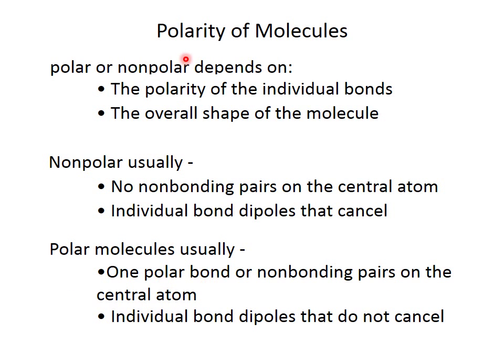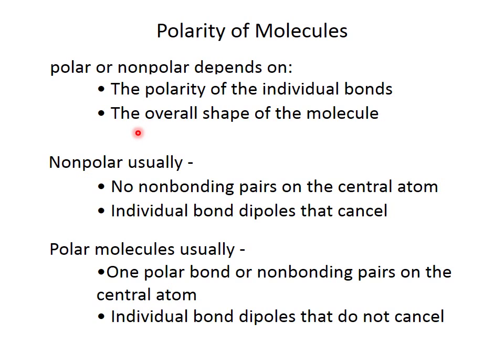Okay. The polarity of molecules. You now know how to determine the polarity of a bond by looking up the electronegativity. But now we're going to look at groups of bonds that occur in molecules. The polarity of a molecule depends on two things. One, the individual bond polarities. Two, the overall shape of the molecule. We learned about the overall shape of the molecule with VSEPR. So now we're going to take the polarity of the individual bonds and the overall shape, and put this all together.